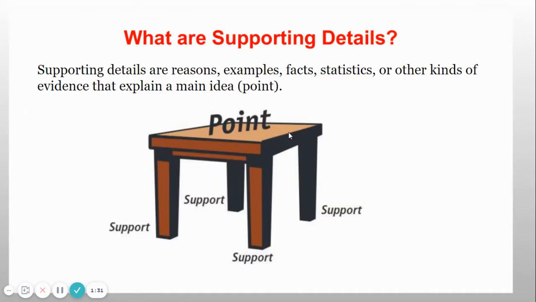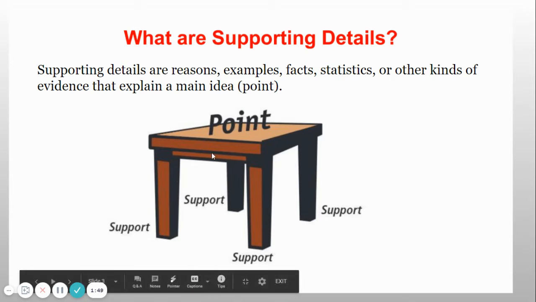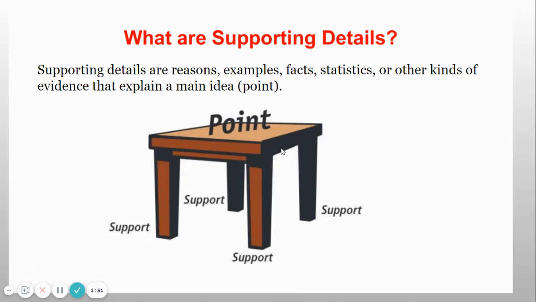And then I wanted to show you a different way to look at it from a table perspective. Again, supporting details are reasons, examples, facts, statistics, or other kinds of evidence that explain or support a main point. So you have this point on the top, and the support is the legs, right? That's what holds it up. So you need strong supporting details to really hold up the paragraph and make it work.